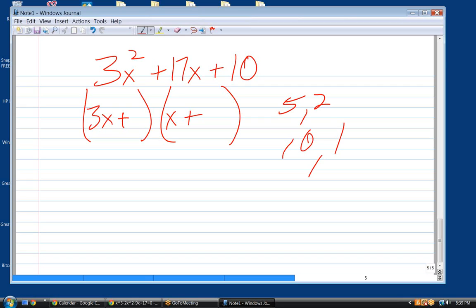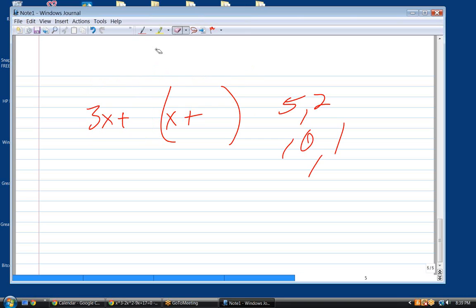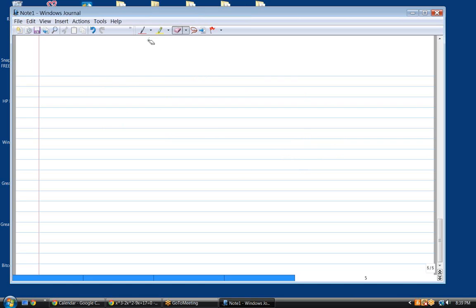And if none of them work, then I know it can't be factored and I've got to use the quadratic formula. That's the process with quadratics. It either can be factored or it can be solved using the quadratic formula. So the first step is really to determine whether or not it can be factored.